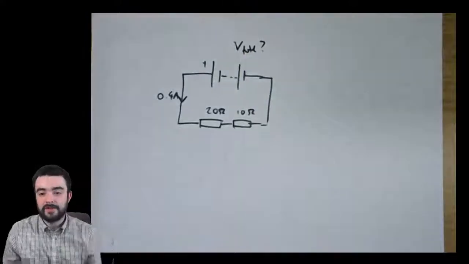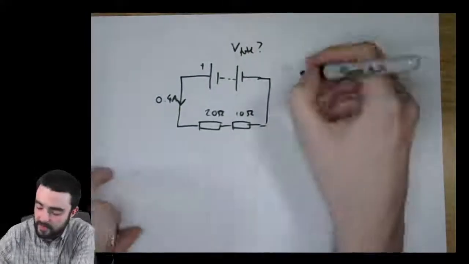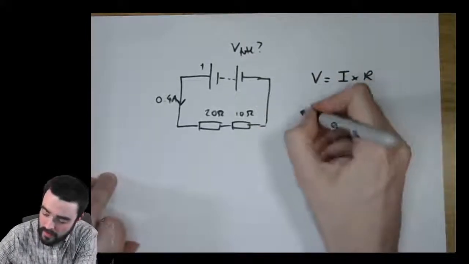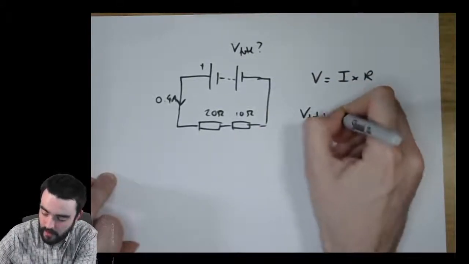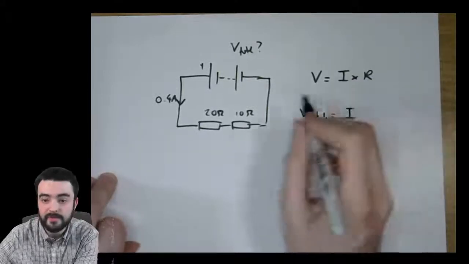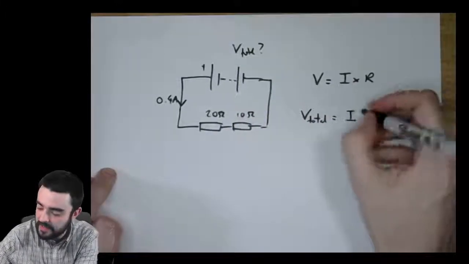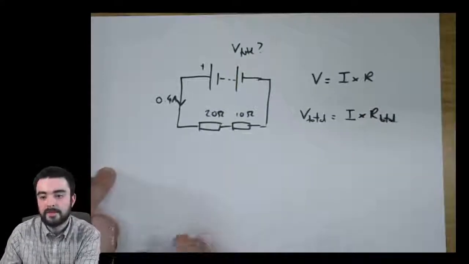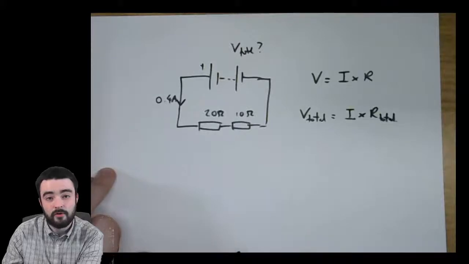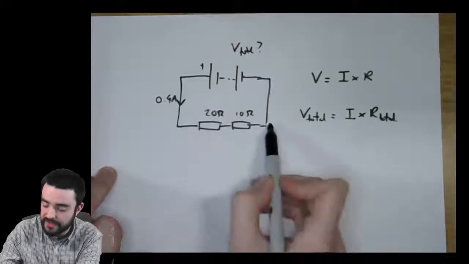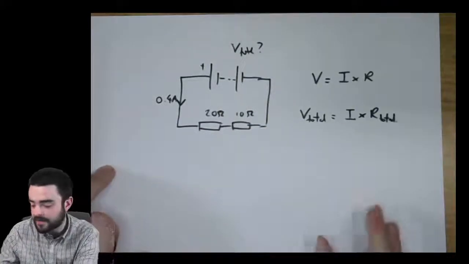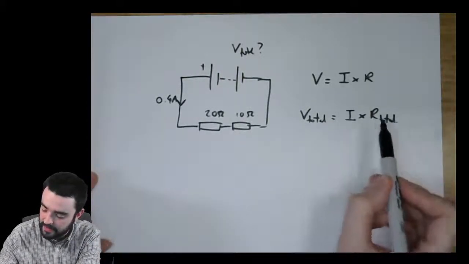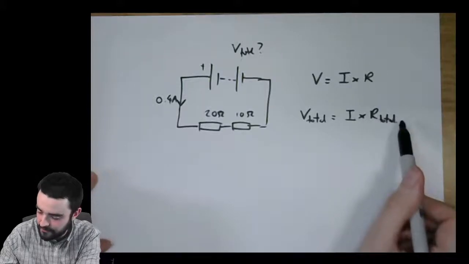So to do this, we need to use our circuit rules. We've been told the equation V is equal to I times R. We're looking for V total, which is going to be equal to the current, which is the same everywhere in a series circuit, multiplied by R total. So the first thing we do is think, is this a series or a parallel circuit? Well, I can trace all the way around, so it's a series circuit. So V total is equal to the current times R total.